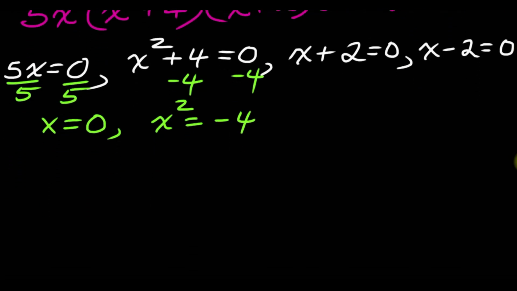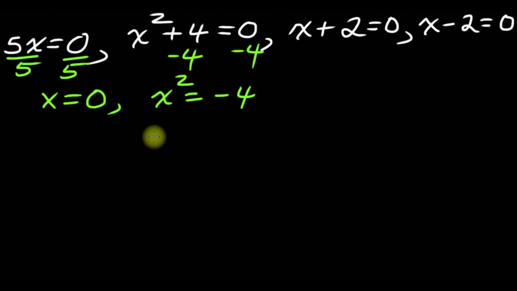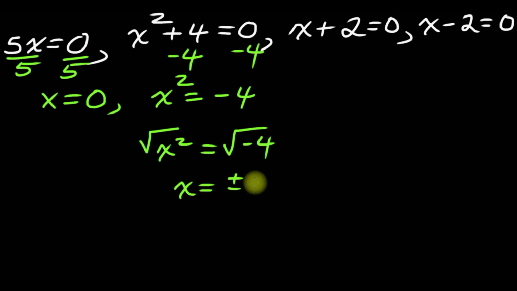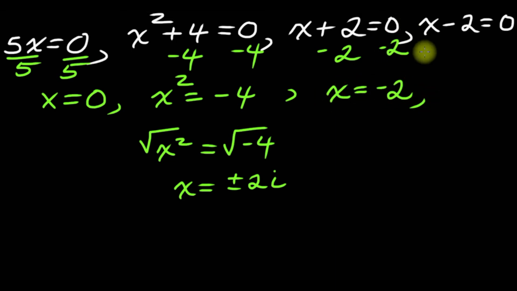And then to go from x squared to x, you have to take the square root of it. So the square root of x squared, the square root of negative 4. So x is plus or minus 2i. And then here, take away 2, take away 2, so x is negative 2. And then here, plus 2, plus 2, so x equals 2.